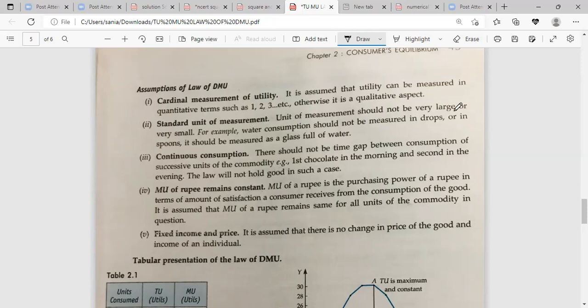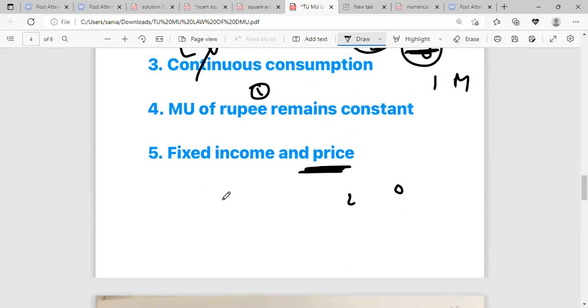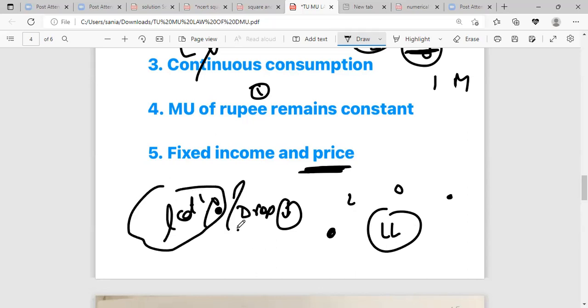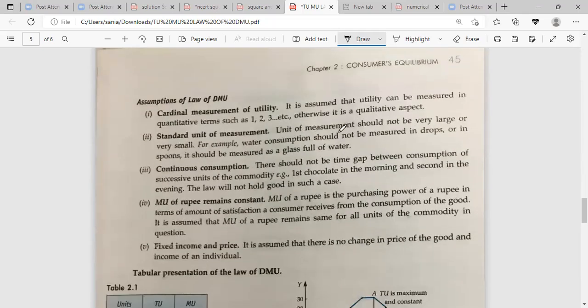The unit of measurement should not be very large. See, for example, you are saying that, ma'am, I drank 1 drop of water. A drop, you can say, is very tiny. How will I measure it? Okay. So your measurement should neither be too small nor too big. You are like, ma'am, I drank the ocean water. So how will I measure it, right? So of course a unit is required, ma'am, 1 liter, or maybe you said that I ate lots of food. How much is lots, right? So you need a measurement unit. So the unit of measurement should not be very large, not very small. For example, water consumption should not be measured in drops or in spoons. It should be measured as a glass full of water.